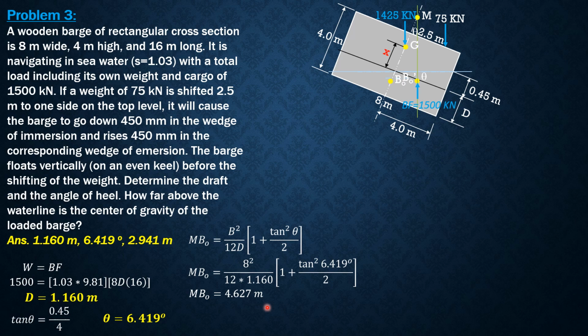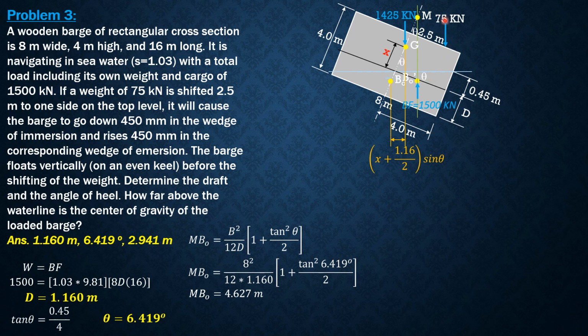So having found MBO, because this system is in equilibrium, we sum up moments about the convenient point, which is BO here. So we sum up moments about BO, but let's establish the distances. Moment arm of 1,425 is x plus D over 2, 1.16 over 2, times sine of theta. So this moment arm of 1,425 is quantity x plus 1.16 over 2, sine of theta. Of course, the moment arm of the 1,500 kilonewton force or the buoyant force is MBO sine theta.